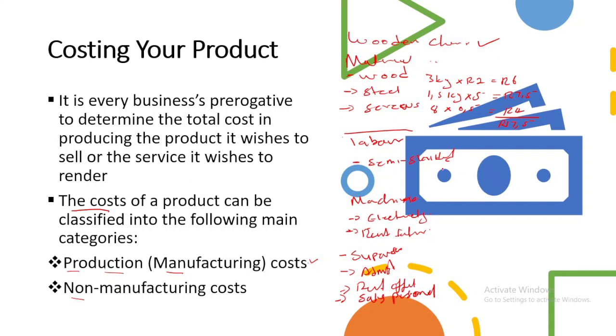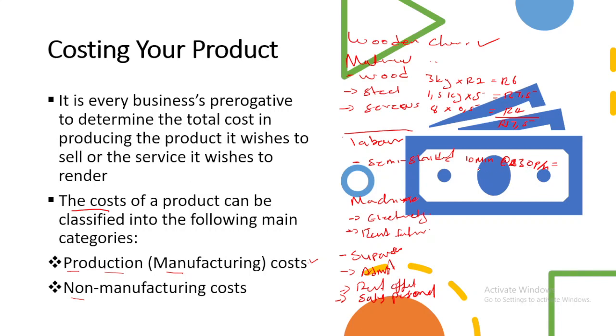chair. And then in terms of labor, for this person to produce one chair, it actually takes him 10 minutes. I'll say 10 minutes. And we pay him, for example, 30 rand per hour. So this means that when it comes to these 10 minutes, we are going to pay him for his 10 minutes, and we're paying him 30 rand per hour.